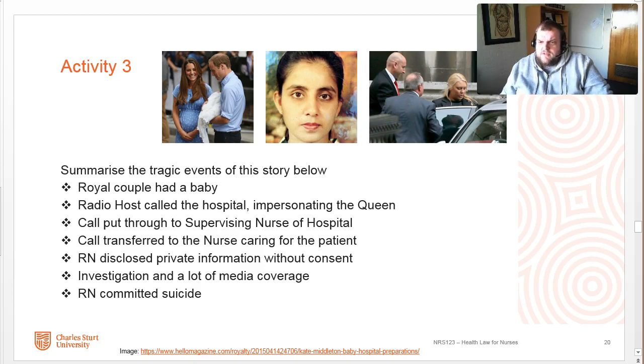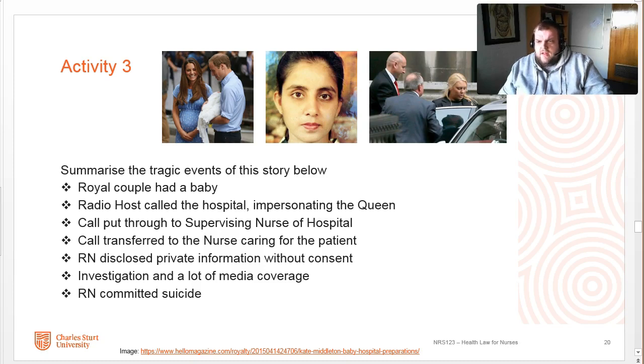The call got put through to the supervising nurse of the hospital, the nurse in charge, who then transferred the call to the nurse caring for the patient on the ward. The supervisor wasn't present on the ward, she was running around. I think she was the after hours manager, and she put the call through to the nurse caring for the patient. The RN disclosed private information to the DJ, thinking she was the Queen, without consent of the patient. An investigation and a lot of media coverage ensued, and then the RN committed suicide as a result.